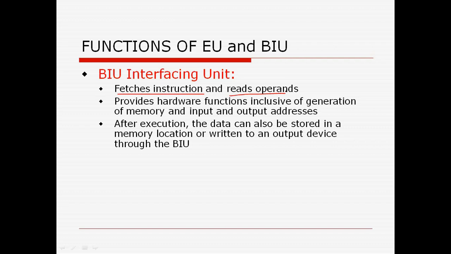Okay, so the bus interfacing unit fetches instructions, reads operands or data from the memory, and then writes the data. After executing the data, it has a result, and the result can be stored in the memory location or selected IO device here. So these are the 3 functions.